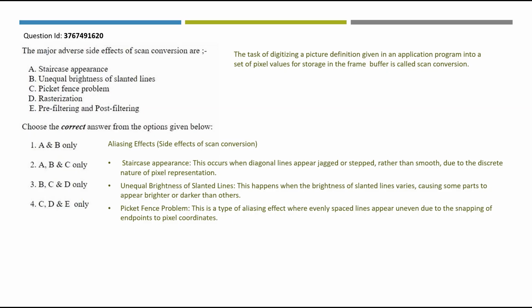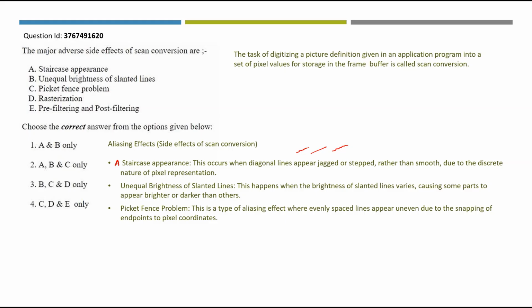The side effects of scan conversion has an alternate name called aliasing effects. What are the different aliasing effects for scan conversion? Staircase appearance. You can take, it will be in the form of a staircase appearance in certain pictures. This occurs when diagonal lines appear jagged or stepped rather than smooth due to the discrete nature of pixel representation. Instead of going this way, it will be in this way. This will give a representation of a staircase. So this is staircase appearance. This is definitely an aliasing effect. A is into the solution.